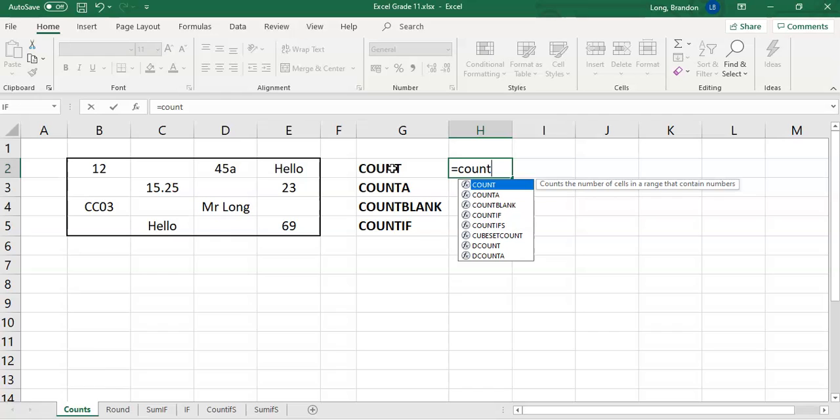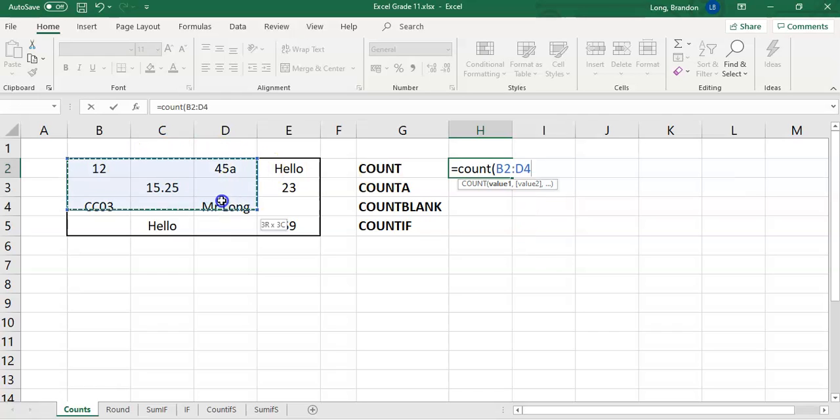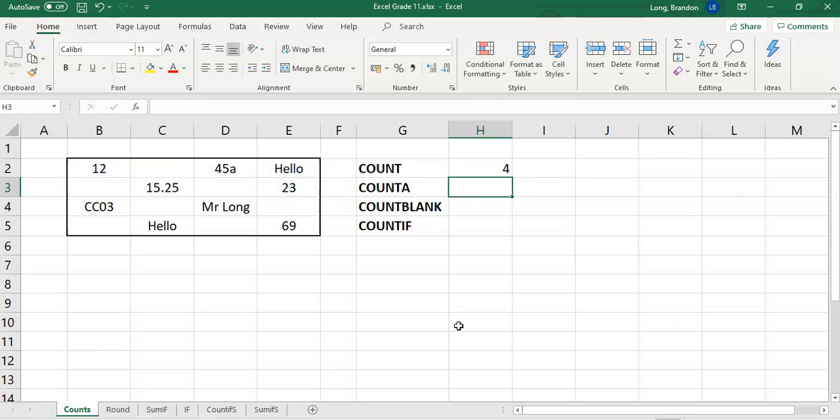Count counts only numbers. So if I count all of these cells, I want you to look at those. I want you to count all the numbers. I want you to see how many numbers you can find in that blue block there. See if you can count them. Got your answer? Because we're going to reveal the answer, and the answer is 4.